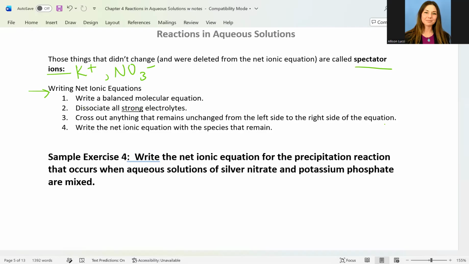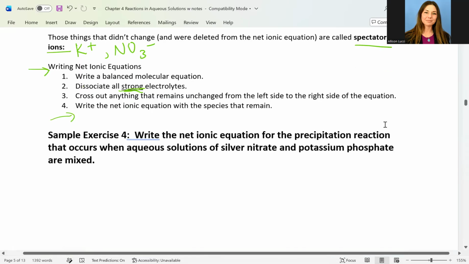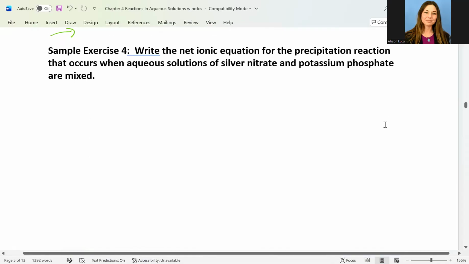Step one will always be to write the balanced molecular equation. And then from there, we're going to dissociate, or break down into ions, all the strong electrolytes. We would leave any weak electrolytes in solution in molecular form. We're going to cross out anything that remains unchanged on the left side and the right side of the equation, so we'll cancel out our spectator ions. And then in the end, we're going to get to step 4, where we'll write our net ionic equation with all the species that remain.